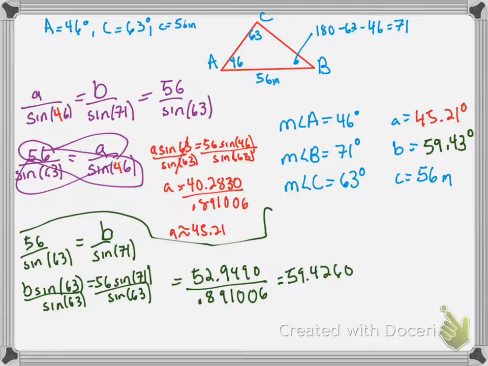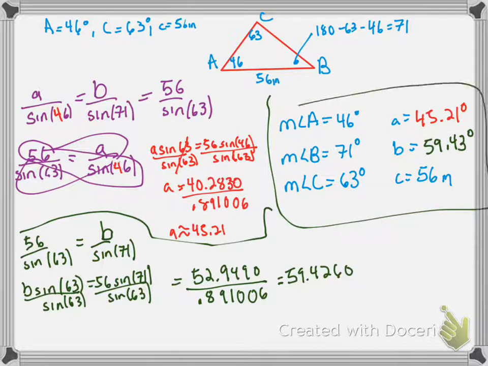And we can look at this and see if this makes sense. Well, you know your biggest angle is B, so the biggest side should be side B. And we see that that holds true. Your smallest angle is A, so your smallest side should be side A. So that seems to hold true.